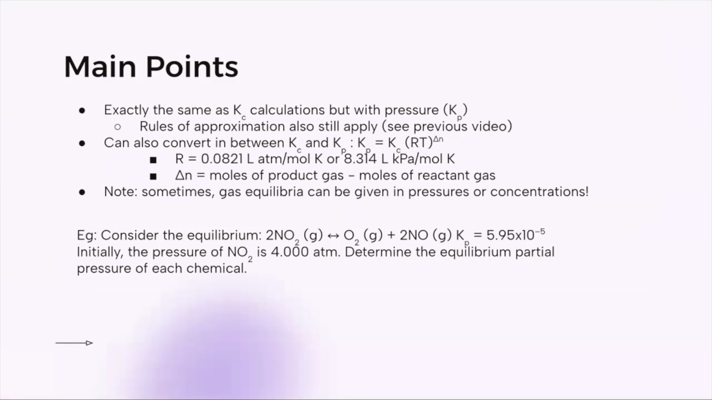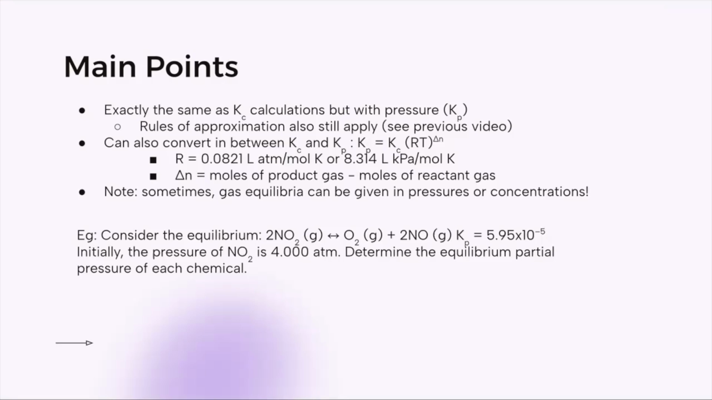There's also an equation to convert between Kc, which is for concentration, and Kp, which is pressure. So it's Kp equals Kc times RT to the delta n power, and delta n is going to be the difference in moles of gas in the reaction.